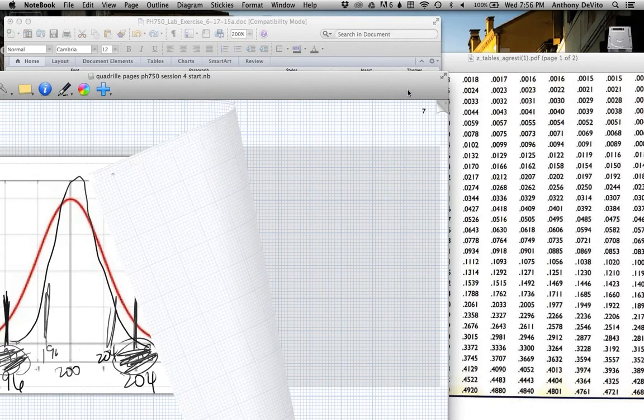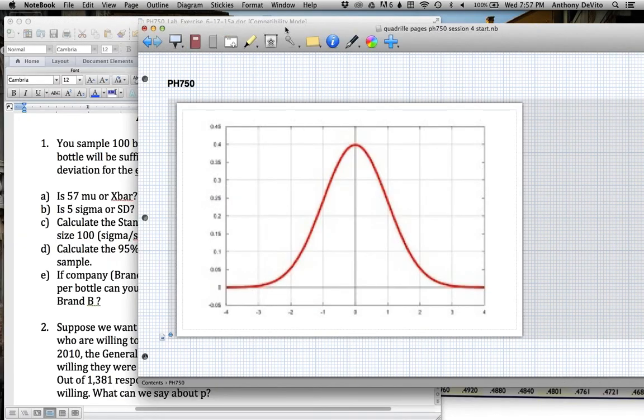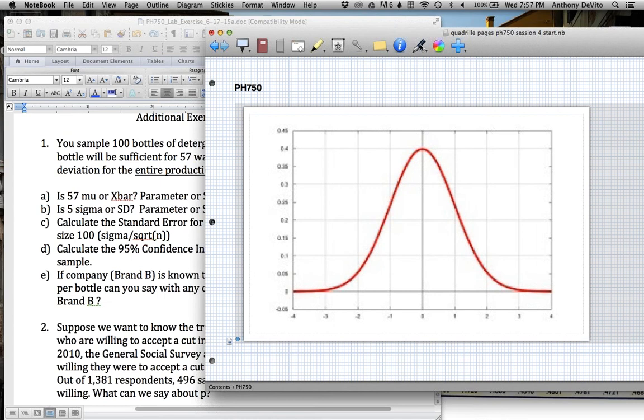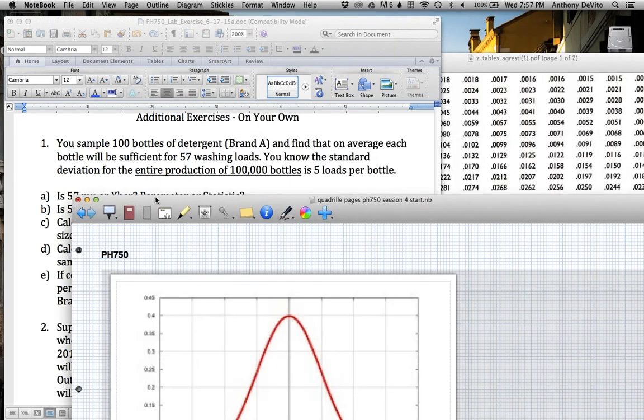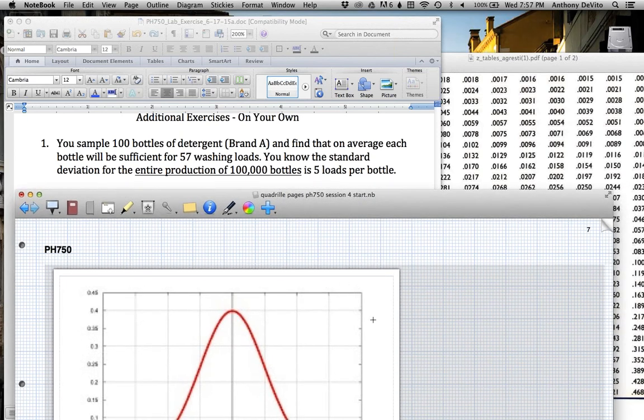Okay, so let's see what we've got here. I can get both of these here at the same time. We have our mean here. First of all, we've got a sample size of 100. Okay, so what's our mean? Our mean is how many washes do they get out of each bottle? Again, an average of 57 loads out of each bottle.